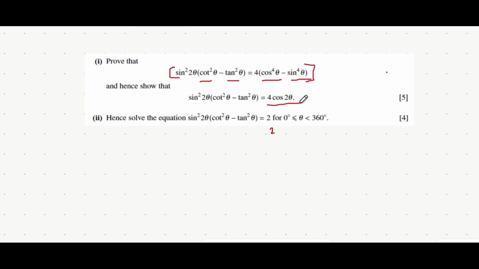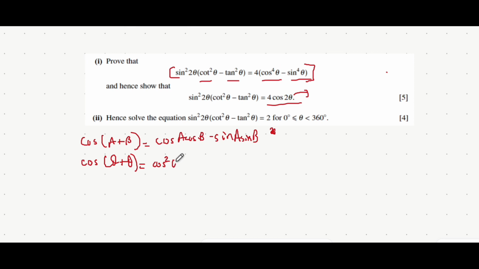Let's now go into using the right hand side of that equation to show that it can also be written as 4 cos 2 theta. And so cos 2 theta, using the compound angle formula, cos of A plus B is cos A cos B minus sine A sine B. And also the fact that cos 2 theta, you can split it up into cos of theta plus theta. We get that as cos theta cos theta, which is cos squared theta, because both A and B are theta, take away sine squared theta.